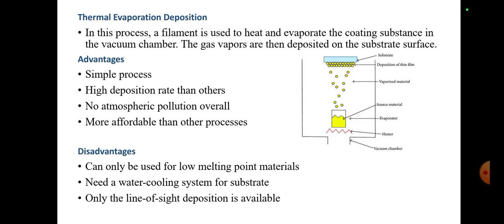The next type of deposition is thermal evaporation deposition. In this process, a filament is used to heat and evaporate the coating substance in the vacuum chamber. The gas vapors are then deposited on the substrate surface. Advantages are a simple process, a higher deposition rate than others, no atmospheric pollution overall, and more affordable than other processes. The disadvantages are that it can only be used for low melting point materials, needs a water cooling system for the substrate, and only line of sight deposition is available.